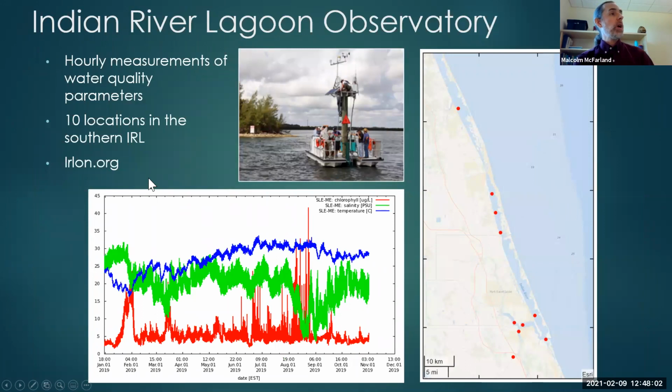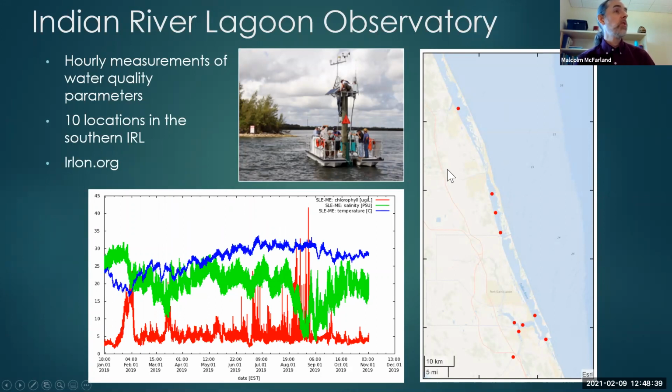And then we also have, not me personally, but Harbor Branch maintains a network of observatory systems that are installed throughout the lagoon. These measure things like water temperature, salinity, and chlorophyll, every hour, on the hour, 24/7, 365 days a year. So this is a huge asset that can really help us figure out what's going on in the lagoon, what is driving these blooms, and what sort of conditions are leading to bloom formation. All this data is publicly available. You can go check it out at erlon.org.